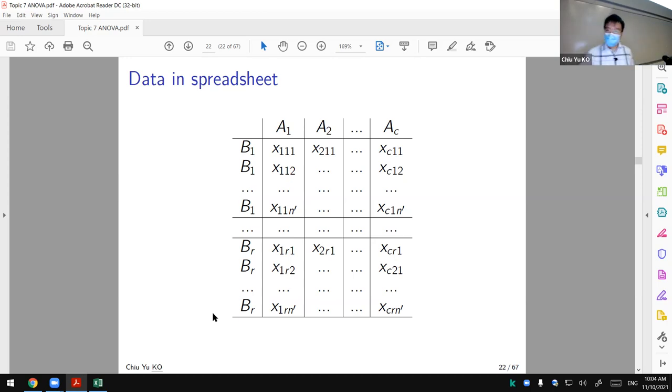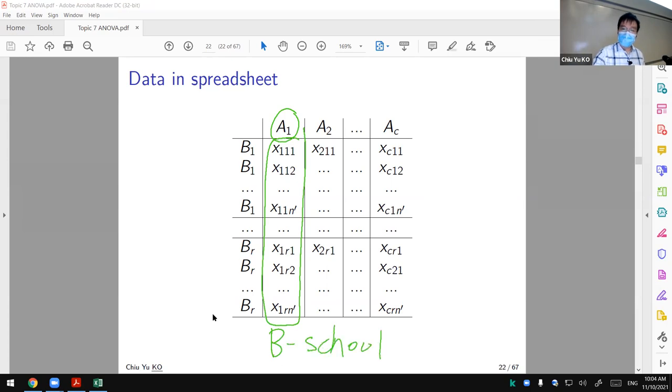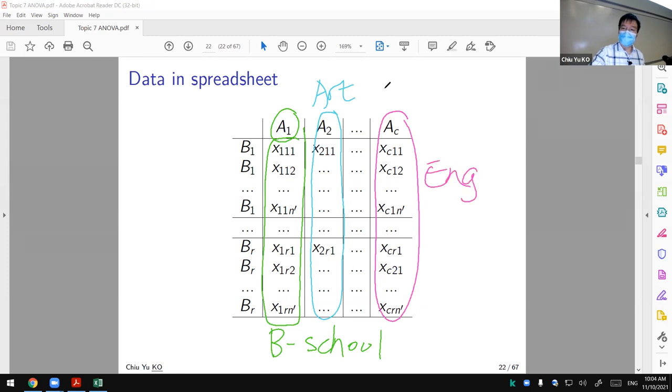So you will see the data looks rather complicated, but let me convince you this is not very complicated. You can imagine all of this is from the B school, and maybe all of this data is coming from, say, arts, and all of this data may be coming from the engineering school.